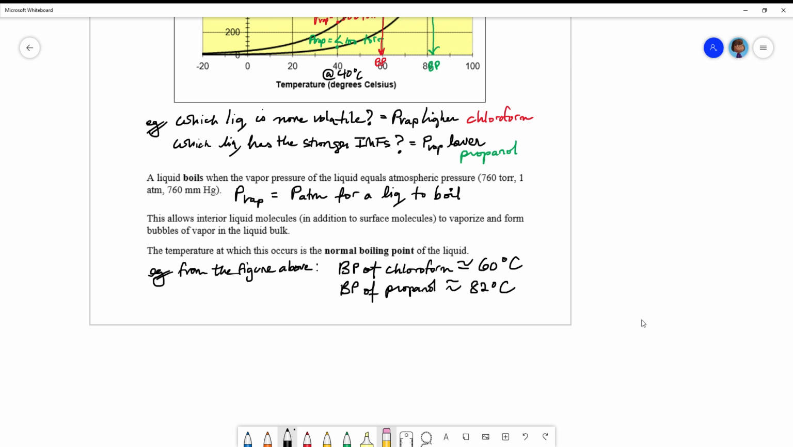Okay, so we're now done discussing intermolecular forces in liquids, and we're done with all of the sections of Chapter 10 that we need to do in our Chem 11 course.